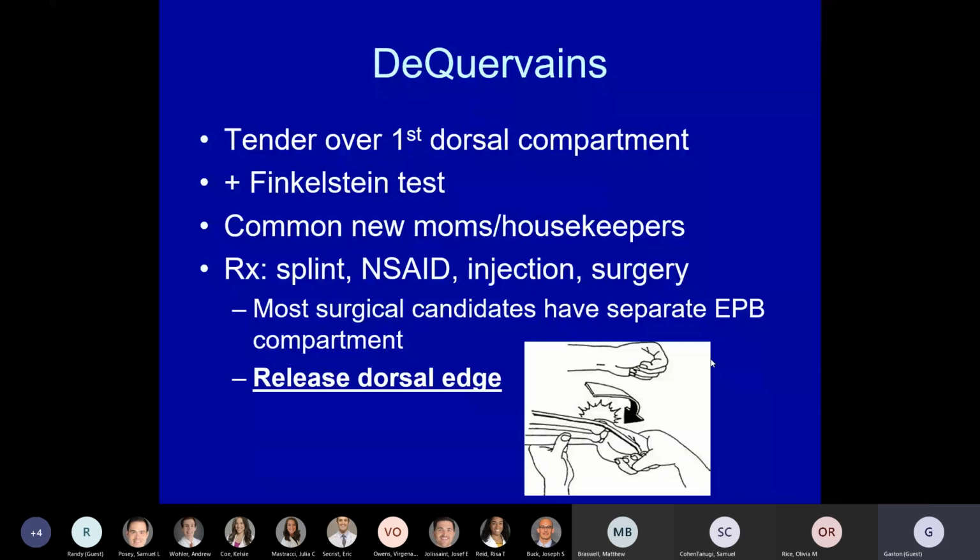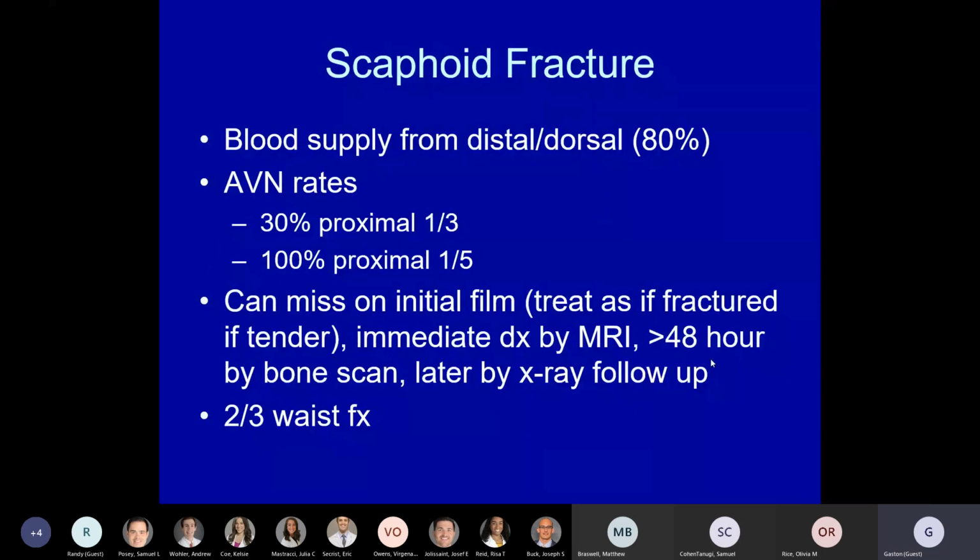De Quervain's is tenderness over the first dorsal compartment, pain with a Finkelstein test. Oftentimes they'll give you a new mom or a housekeeper, same treatment, splint, injection, anti-inflammatories. If it comes to surgery, remember most people have a separate EPB subsheath. That has been asked. If you do surgery, remember to release along the dorsal edge of the first compartment to prevent volar subluxation of the first dorsal compartment tendons after release. That's been asked.